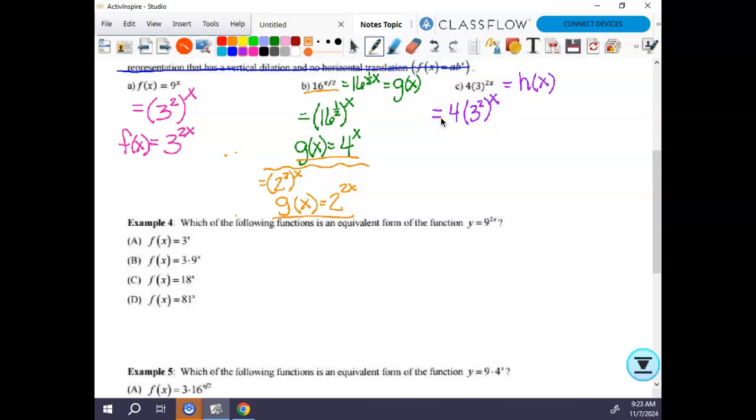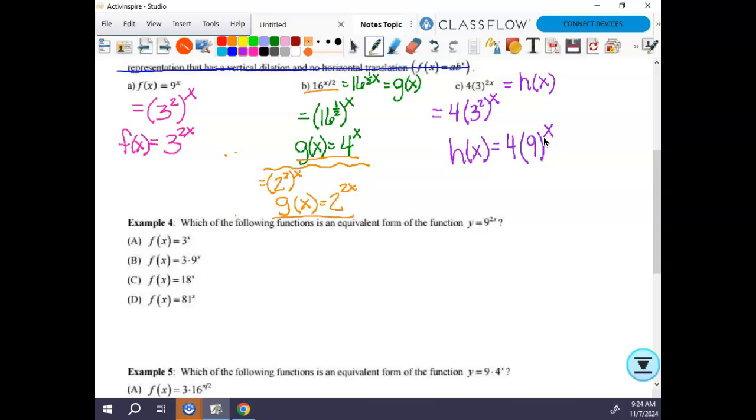And then again, I don't want to multiply the 2 times the x, because then I'm just going in circles. But then h of x would be equal to 4 times 9 to the x power. It doesn't affect that 4 at all in this case. If there was a translation, then it does affect the number that's out there, but it just depends on what questions do we have? Anything? We all good with this?